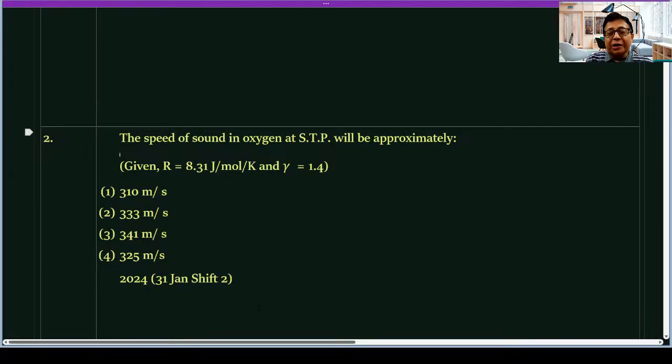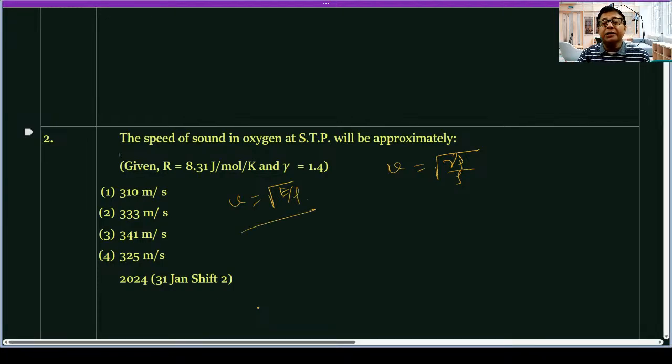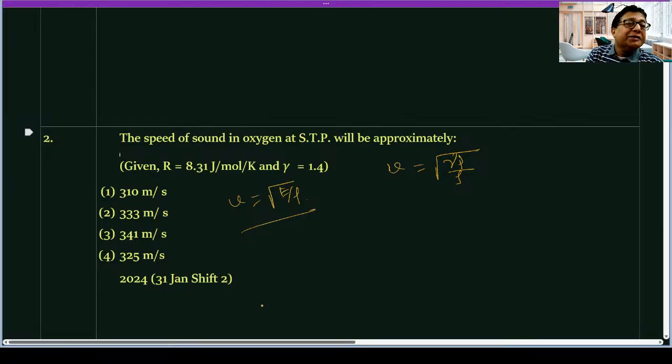From Newton's formula, if I just tell you, V equal to, with the correction you have to write always, root of gamma P by rho. The main formula is V equal to under root E by rho. E is the elasticity, rho is the density of the medium. And in case of air, E can be replaced by gamma into P. Gamma is the ratio of two specific heats and P is the pressure.